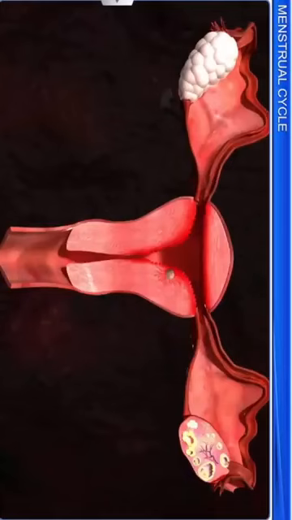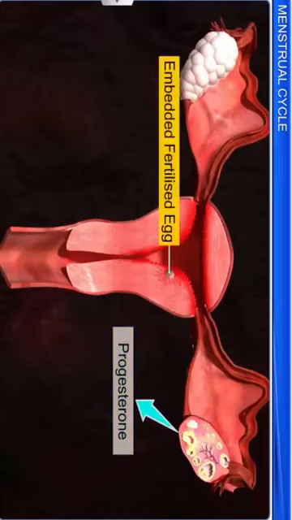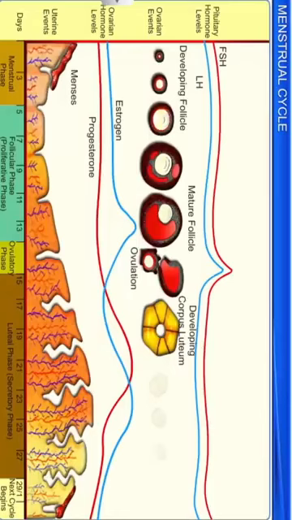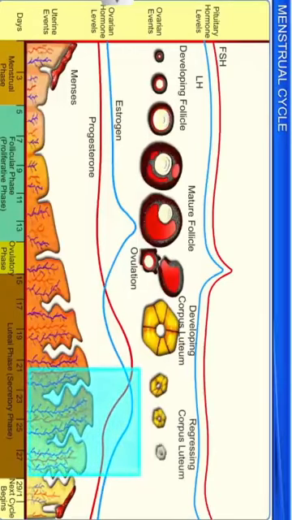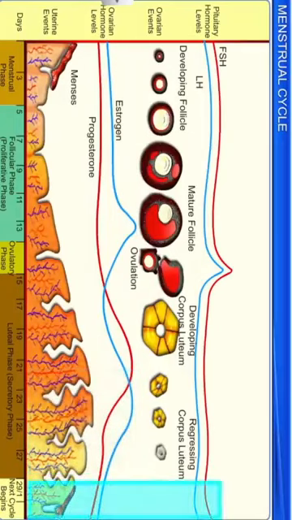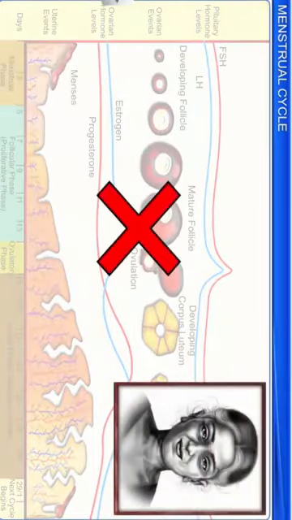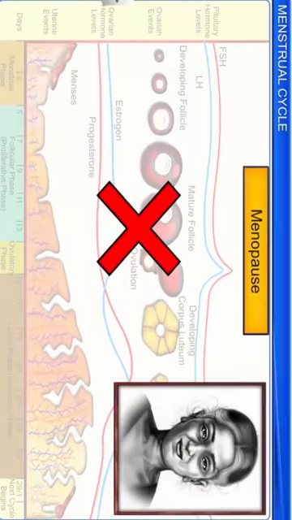Incidentally, the corpus luteum will keep secreting progesterone if a fertilized egg gets embedded in the endometrium. However, in the absence of a fertilized egg, the corpus luteum stops releasing progesterone and degenerates. A drop in the level of progesterone, in turn, triggers menstruation as well as the restart of the release of LH and FSH by the pituitary gland. Menstrual cycles normally stop once a woman reaches her 50s. This phase is called menopause.